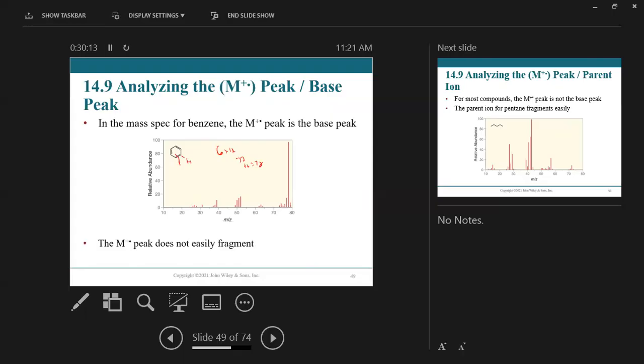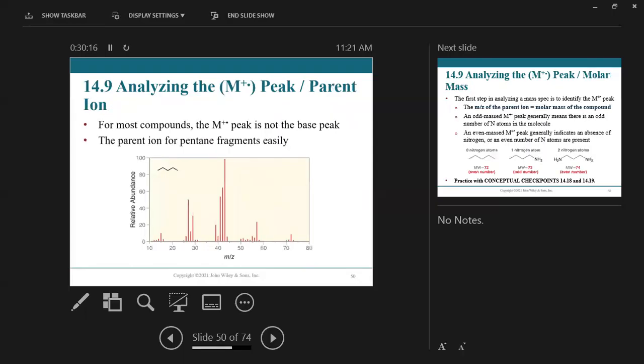It says for most compounds, the M plus peak is not the base peak. So you can see, let's just count this. Okay, we have 5. This is pentane. So 5 carbons times 12 equals 60. And then how many hydrogens do you have? 3, 2, 2, 2, and 3. So 3, 6, 8, 10, 12, 72. Somewhere around here. I don't know which one's 72 here, but somewhere around there. But notice that the base peak is the one with the highest peak right here.